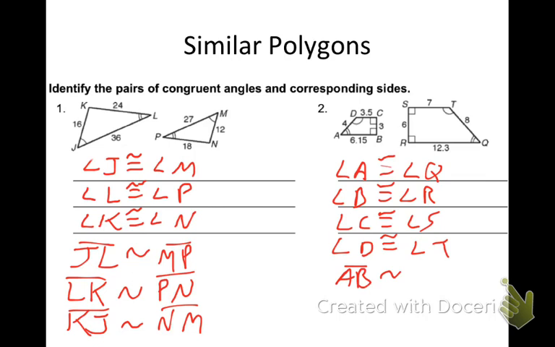What'd you say? RQ. RQ. What about BC? What's BC similar to, Ryan? Good. What about CD, Anna? And what about DA, Tom? Nice job. So again, that's the similar parts there. The corresponding parts, angles, and sides.